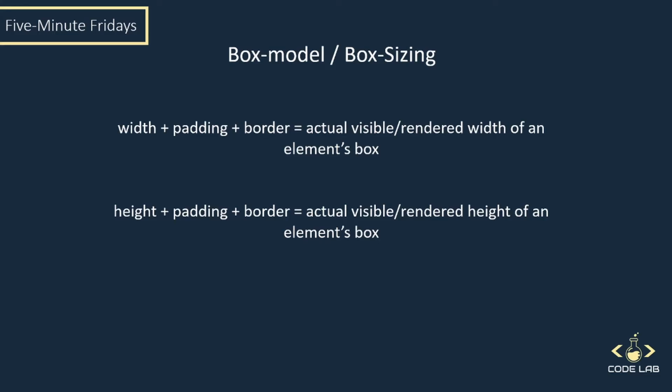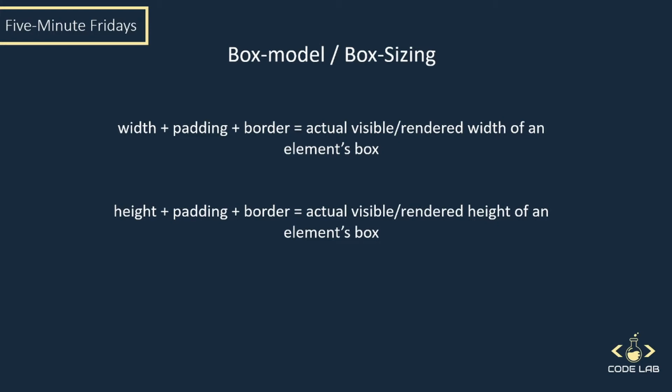So since the dawn of CSS, the box model has worked a little like this. You've got width plus padding plus border equals the actual visible rendered width of an element's box, and it's similar with height plus padding plus border: the actual visible rendered height of an element's box. Now this can be a little bit counterintuitive, since the width and the height you set for an element pretty much both go out the window as soon as you start adding padding and borders to the element.